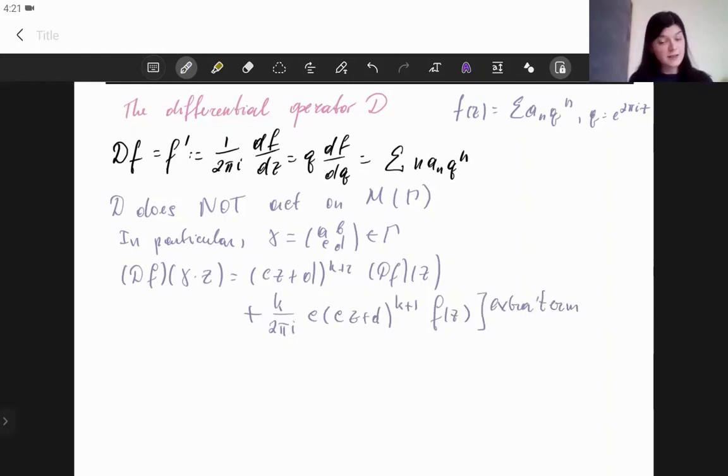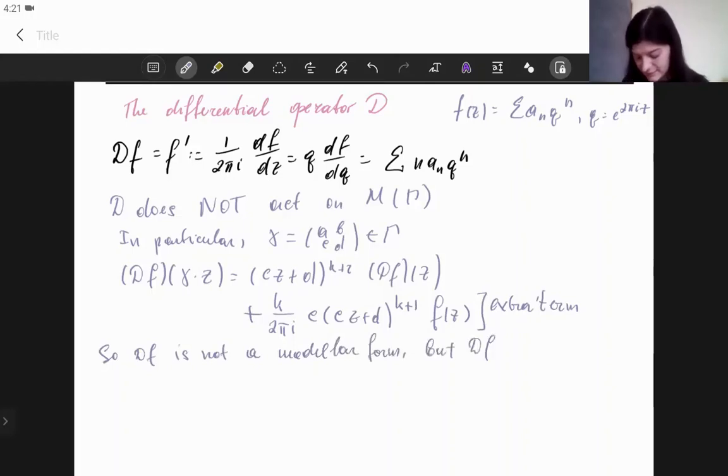In particular, df is not a modular form because of the existence of that extra term. However, we might be able to get around it if we subtract the contribution of what gives that extra term. So df is not a modular form, but if we subtract k over 12 times E2 times f, where E2 is the weight 2 Eisenstein series, we do get a modular form of weight k plus 2.